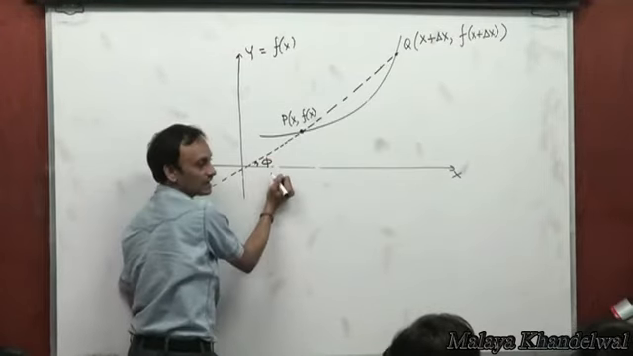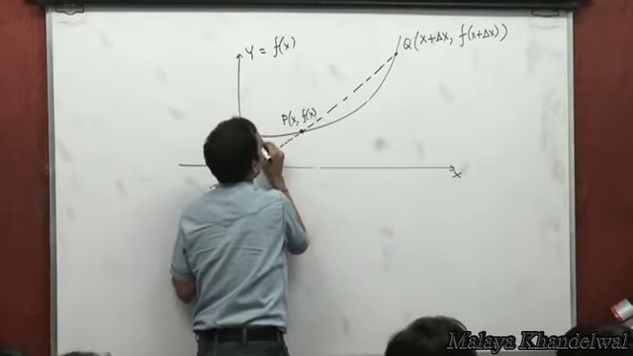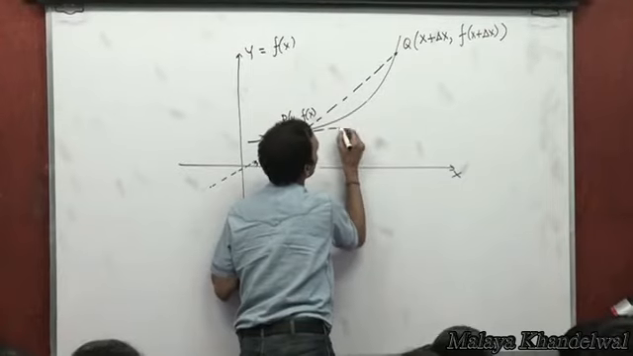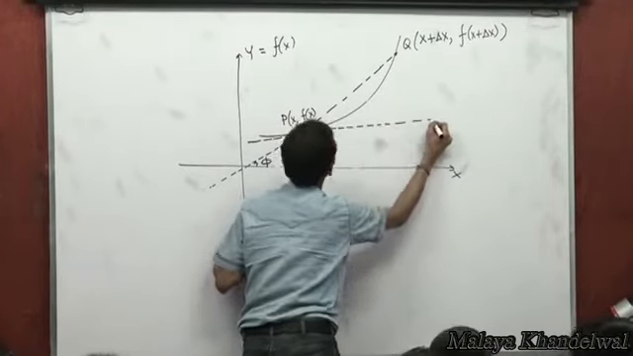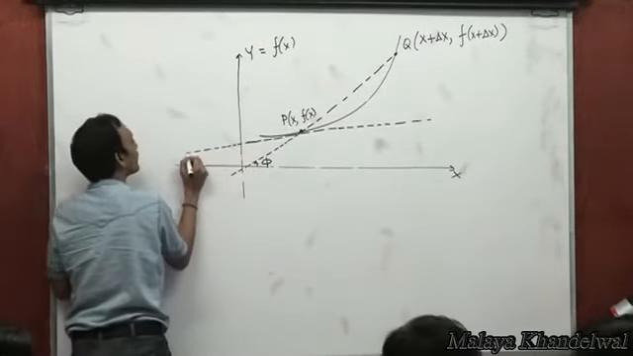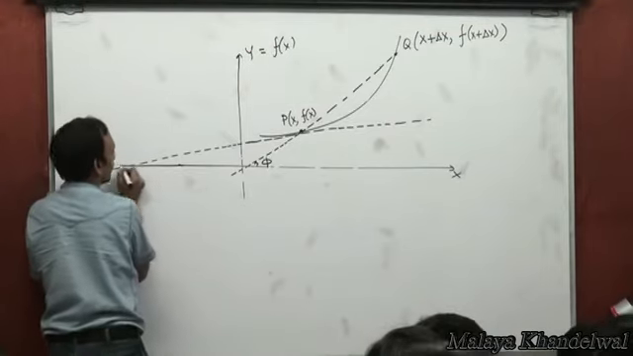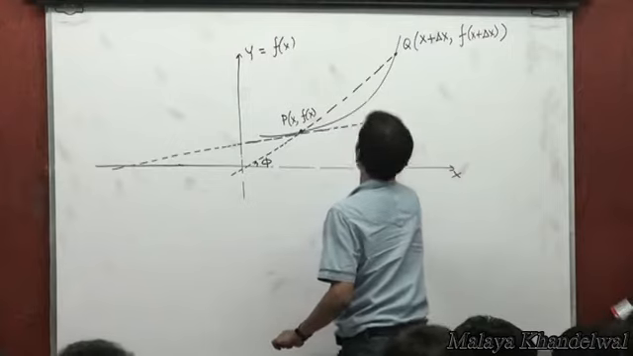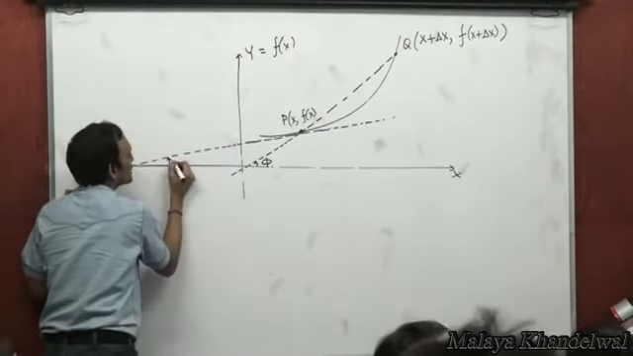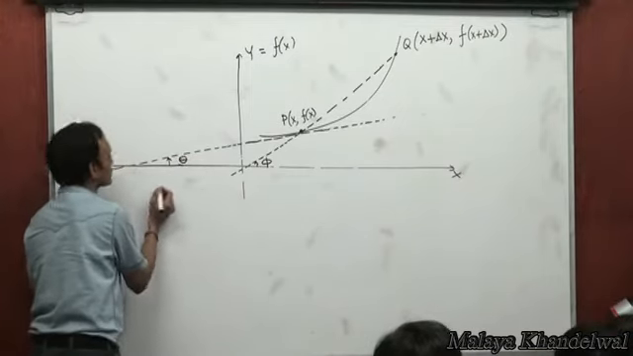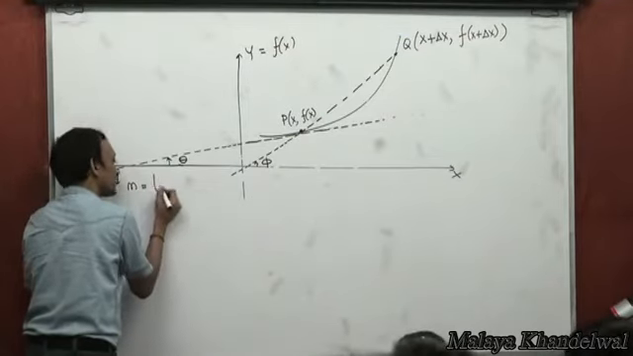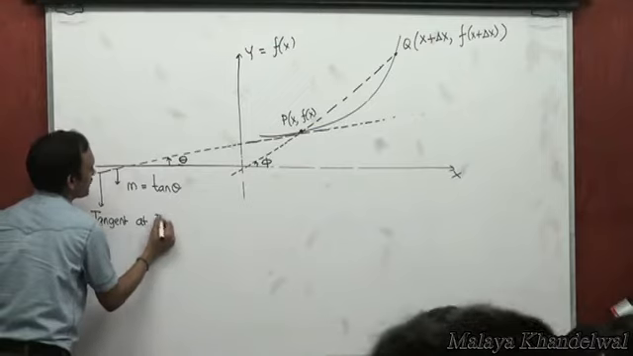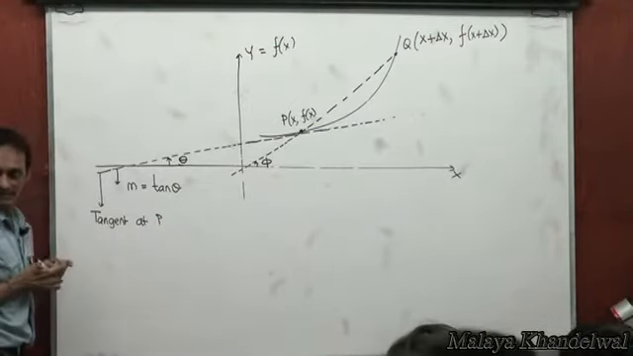This angle is phi. Now, this is the tangent drawn at P. And the tangent makes an angle theta with the positive direction of the x-axis. That means the slope of the tangent is tan theta. Slope of the tangent is tan theta. Clear?